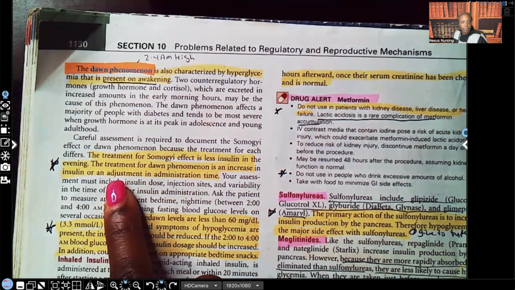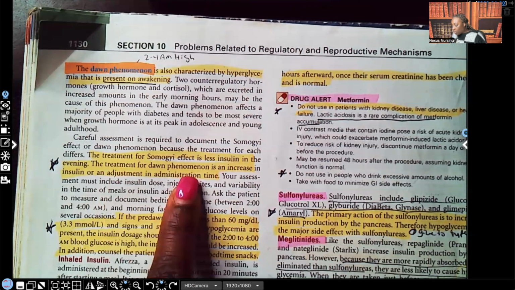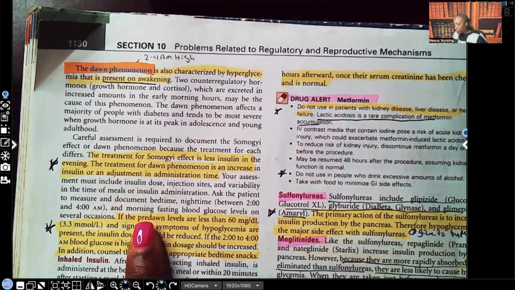So treatment for Somogyi, where between 2 and 4, the blood sugar will be low, but when we check it in the morning, it's high, we're going to do what? Give them a snack at night and give them less insulin at night if the doctor orders. But with Dawn phenomenon, where between 2 and 4 a.m., that blood sugar is going to be what? High. What are we going to do? We're going to increase the insulin dosage, not decrease, increase the dosage, or adjust the time as ordered. You guys have to know the difference between the two and what your nursing interventions will be.